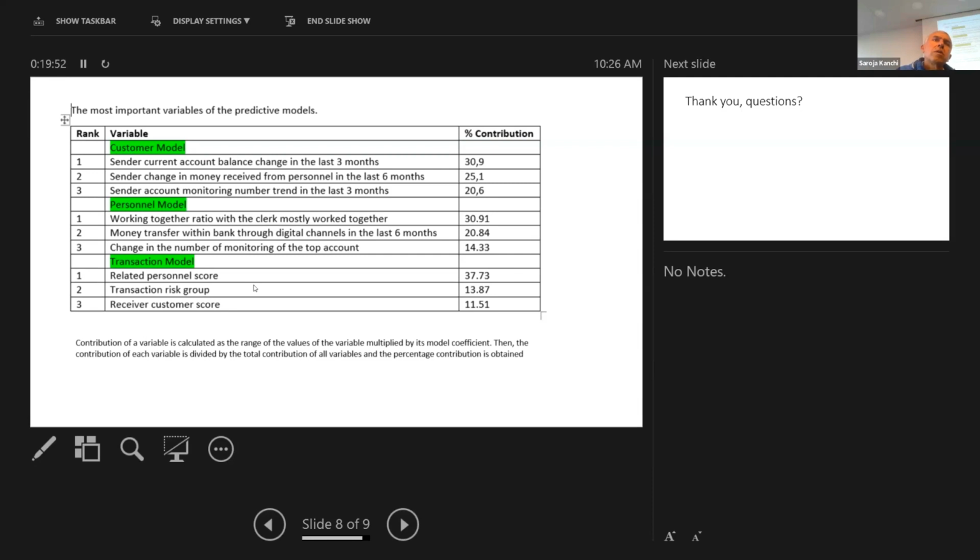For the final model, the transaction suspiciousness score model, the related personnel score was one of the inputs, then transaction risk group, and receiver customer, not sender this time, receiver customer score appeared to be the third most important variable.